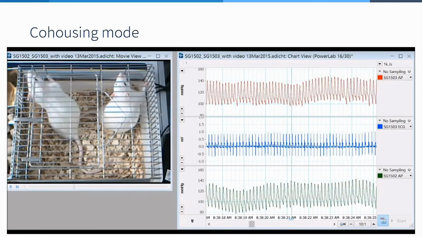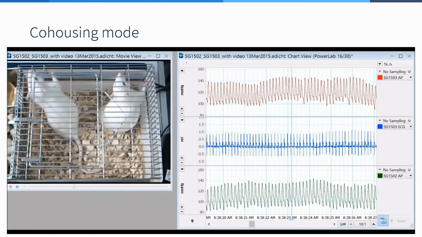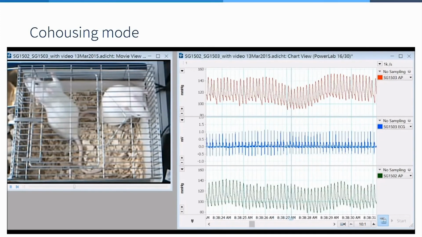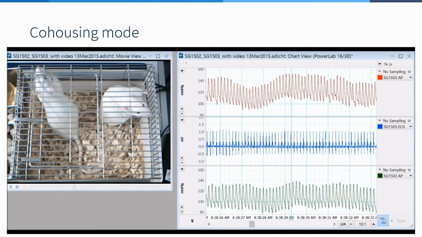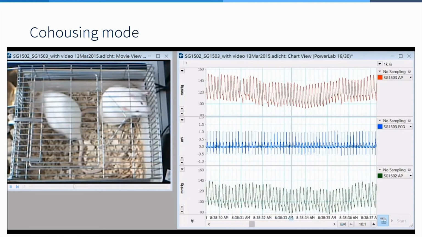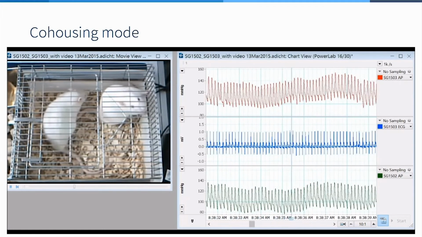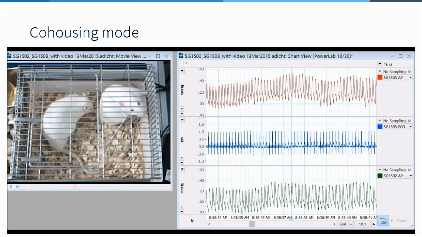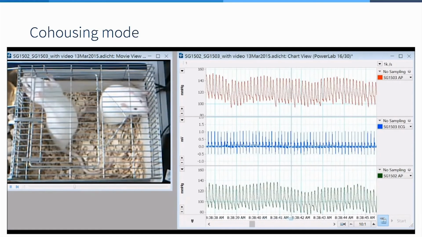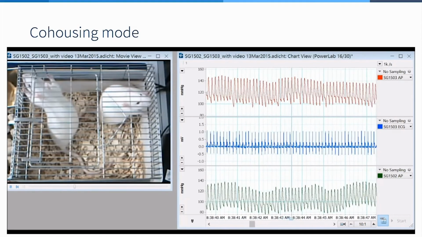This video just shows an example of co-housing mode in action. One of the rats is implanted with a blood pressure and biopotential telemeter recording arterial blood pressure and ECG, and the other rat is implanted just with a single pressure telemeter. And you can see that these guys are housed together and recording in real time into LabChart.